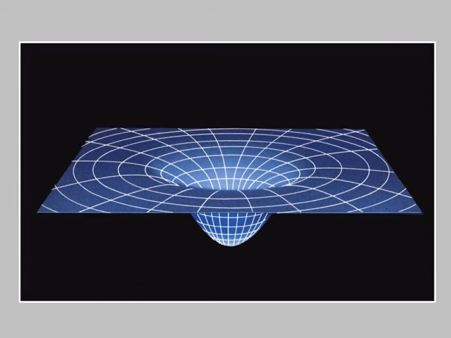Okay, but light always travels in a straight line. So how do we reconcile this? Well, what's a straight line? The straight line is the shortest distance between 2 points.